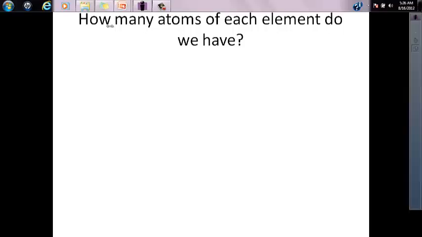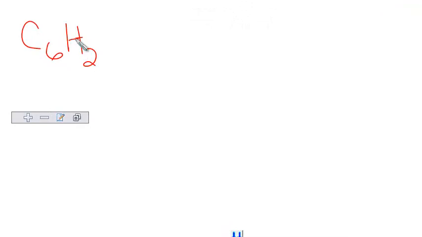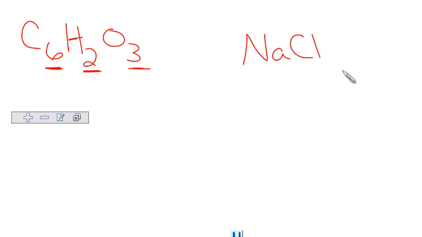Let's say we had C6H2O3. You have 6 carbons, 2 hydrogens, and 3 oxygens. What if you had something like this? There aren't any little numbers on the bottom, but they're understood to be little pretend ones there. Okay, so there's 1 sodium and 1 chlorine. Now sometimes you have things like this.